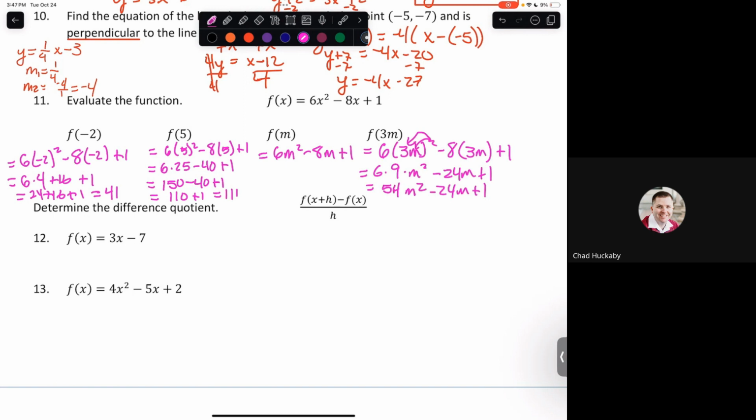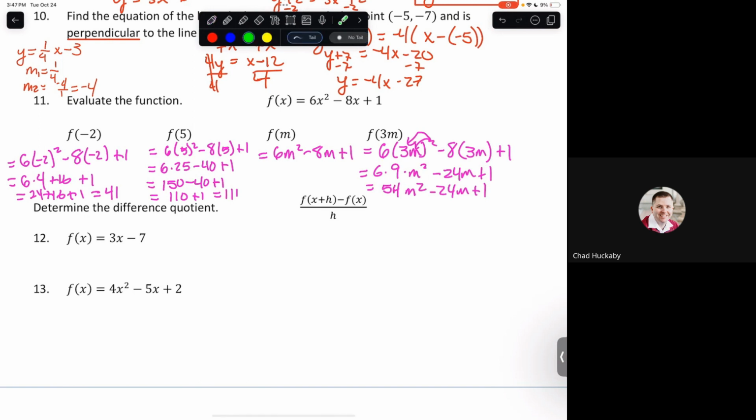Any questions about those? I think that I want us to stop there and come back and do difference quotients on Thursday. I don't think we'll really have enough time to go through all of it. Well, we won't have time to do 13, but let's try 12.